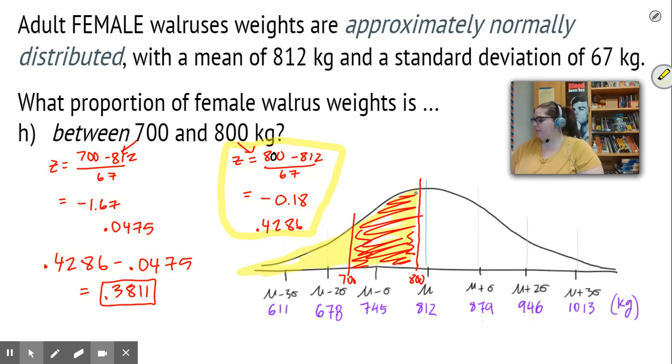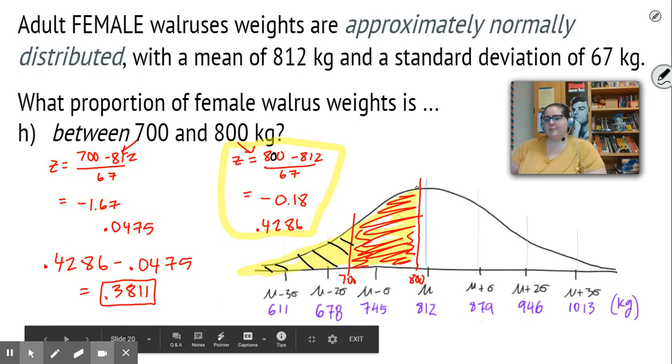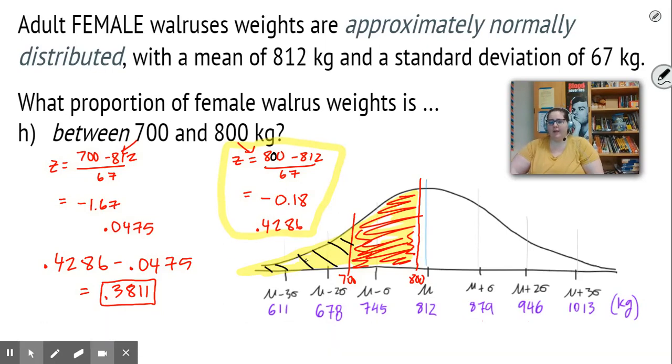But I don't want that whole area. So I go back and find my z-score for 700 and find that area, and that's giving me the entire area to the left of 700. So what I'm doing is subtracting this big highlighted yellow area minus this black shaded area, and I'm left with the area that's in between. So that is always how I will deal with the in-between numbers.